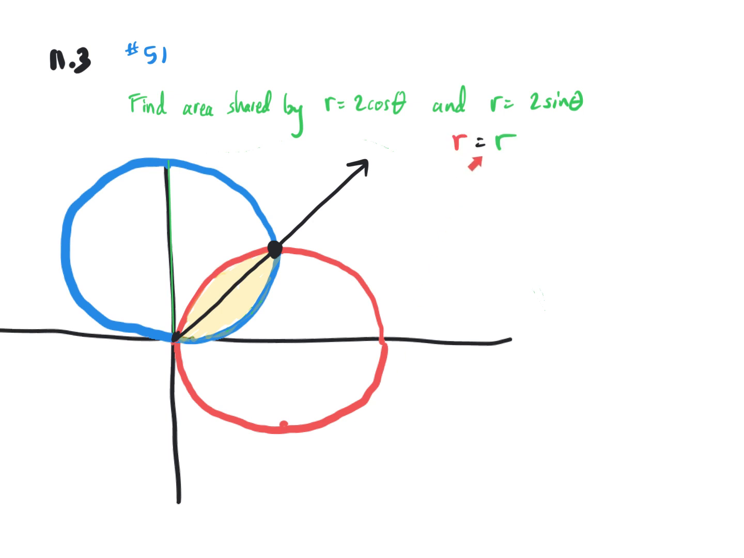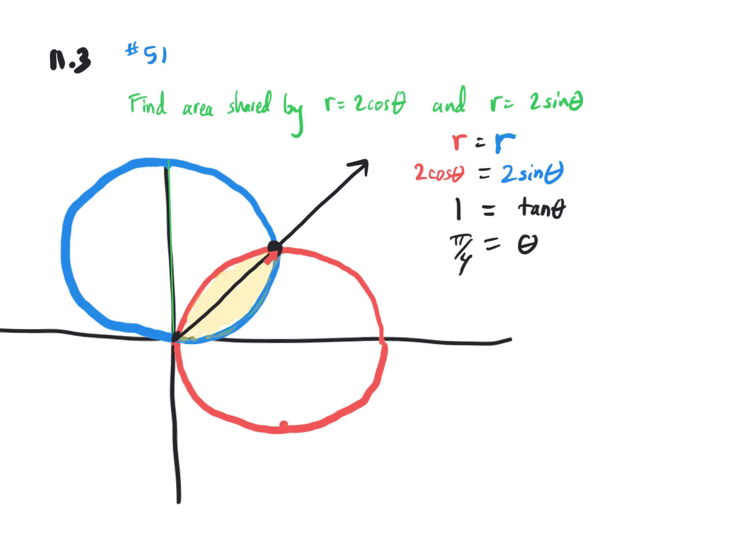When are the two radii equal? That'll be when the red circle's radius is equal to the blue circle's radius. If we divide both sides by 2 cosine of theta, then we have this equation. And we know that theta for this point is pi over 4, because that's when the tangent ratio is 1.